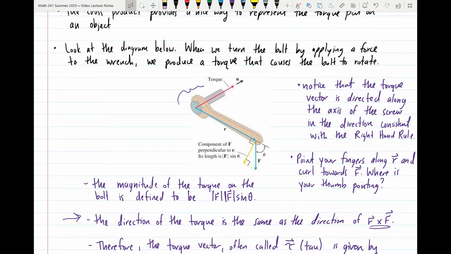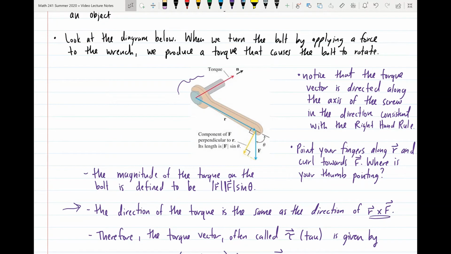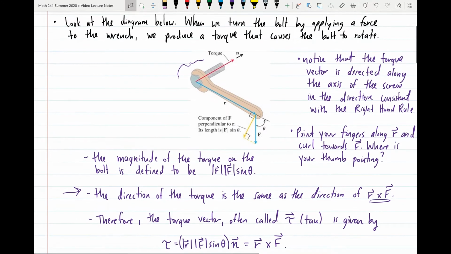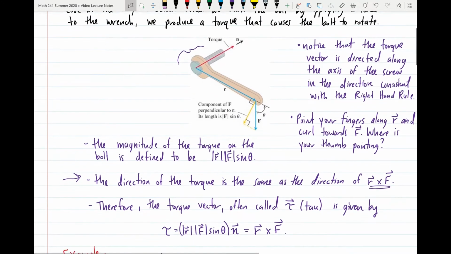So what exactly do I mean by that? What I mean is that if you take your right hand and you point your fingers in the direction of the vector r in the diagram there, which is the vector connecting the pivot point to the point at which the force is being applied on the wrench. So point your fingers in that direction, and now I want you to curl your fingers down towards the force vector. Then your thumb should end up pointing in the direction of the torque vector in red. And this means that the torque vector satisfies the right-hand rule, or is consistent with the right-hand rule.